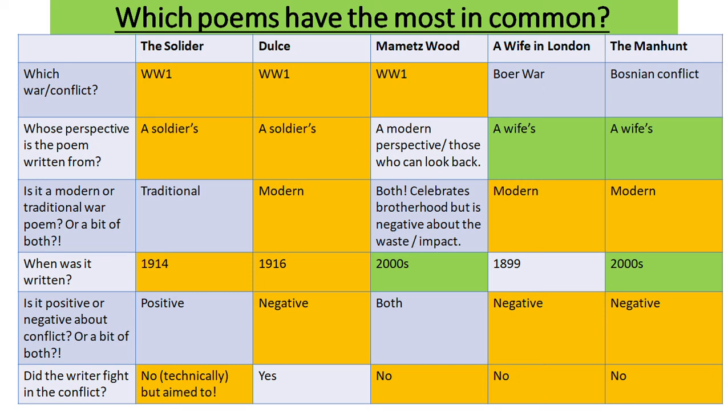Generically, I know the Manhunt is focused on the after effects of war, but it's quite an immediate after effect. It's when the soldiers return home, or peacekeeper in Eddie's case. Whereas Mammoth's Wood is very long term, isn't it? So it really stands alone, and it's quite an interesting one to use for differences and similarities.